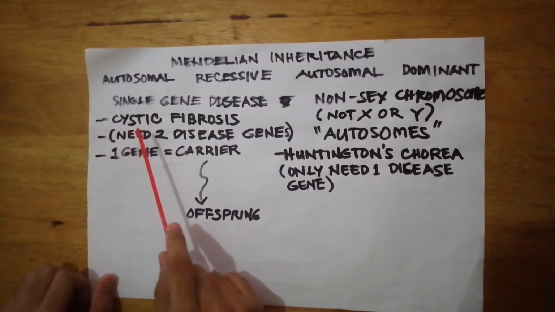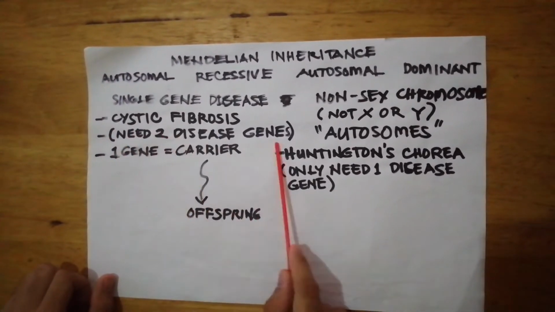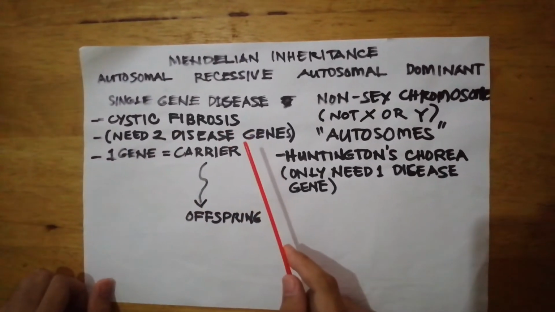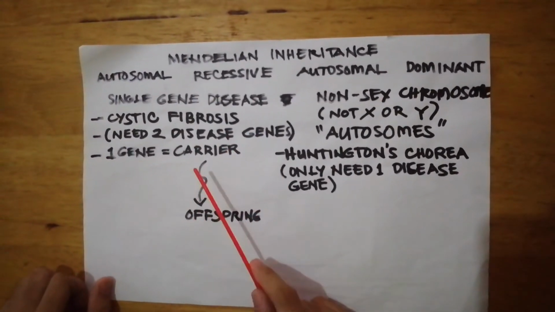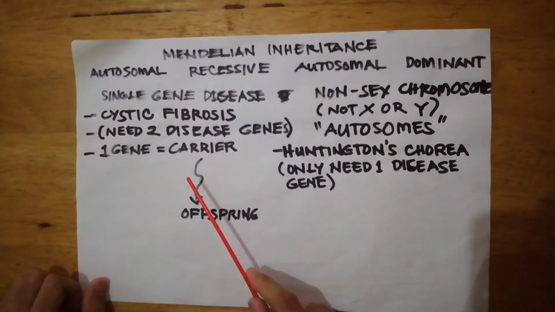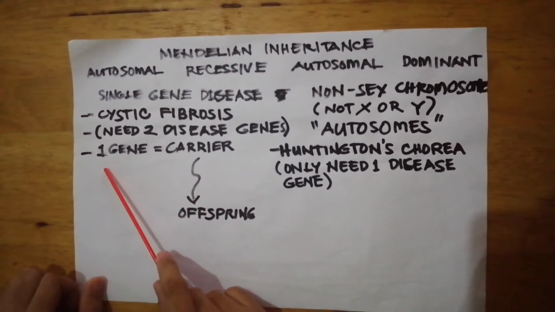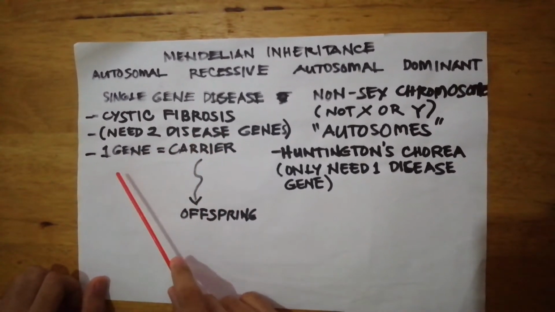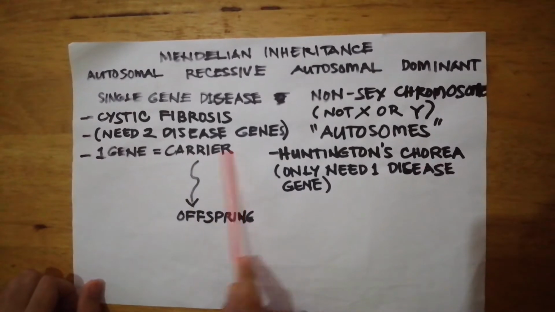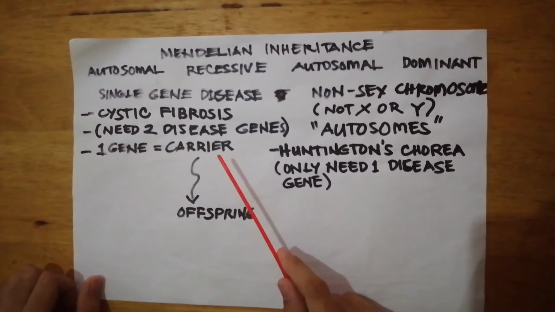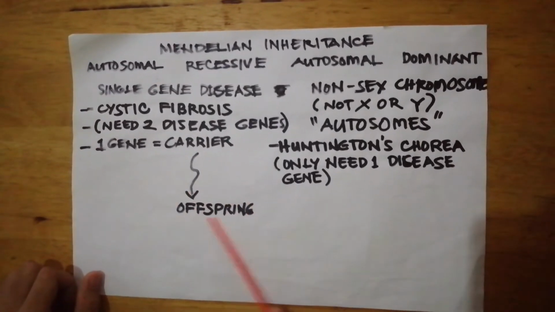While with cystic fibrosis, you will need 2 disease genes, because if you only have 1 disease gene, the normal gene will override the disease gene and you will have 2 normal genes. So when you have 1 disease gene, you are called a carrier, because you don't actually have the disease, but you have the capacity to pass it on to your offspring.